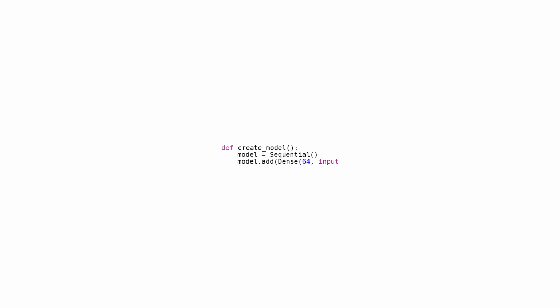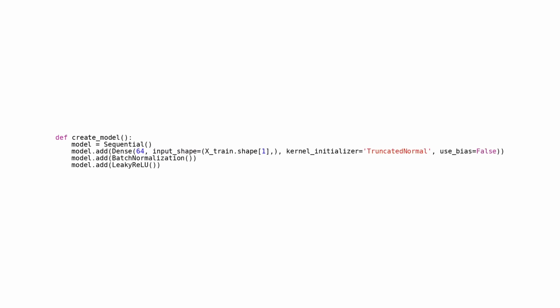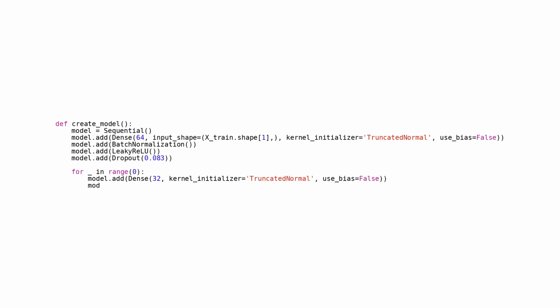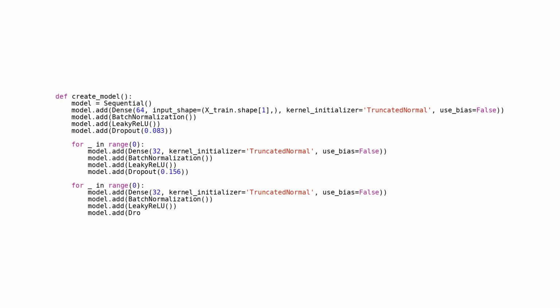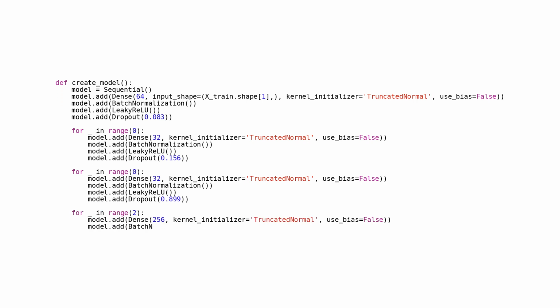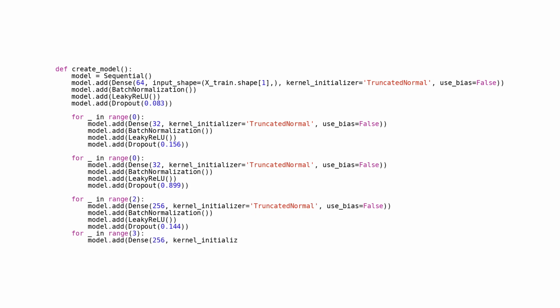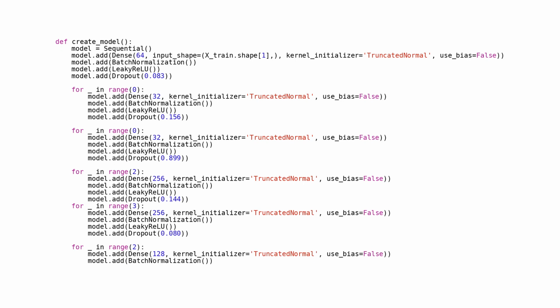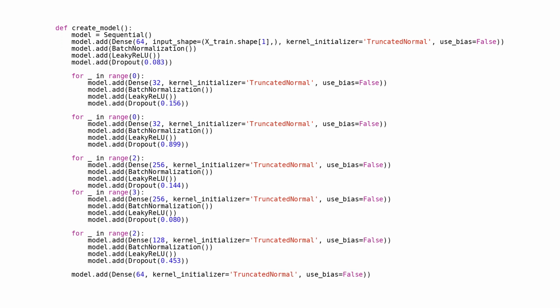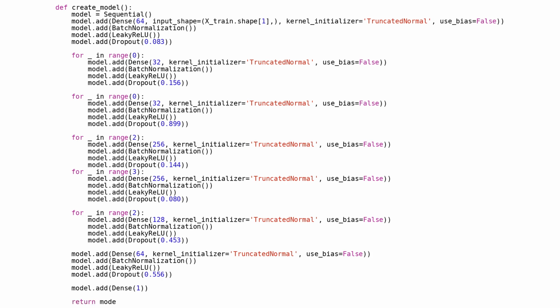The Python code creates a neural network model using the keras library. It is a sequential model with layers stacked linearly. The input layer has 64 units, truncated normal weights initialization, no bias term, batch normalization, and leaky ReLU activation. A dropout layer is included to prevent overfitting. The code has 4 loops to add more layers, but they have no effect on the model. The code then adds alternating dense layers with different units, batch normalization, leaky ReLU, and dropout layers. A final dense layer with 1 unit indicates a regression or binary classification task. The function returns the model.